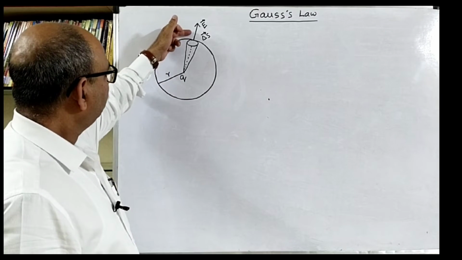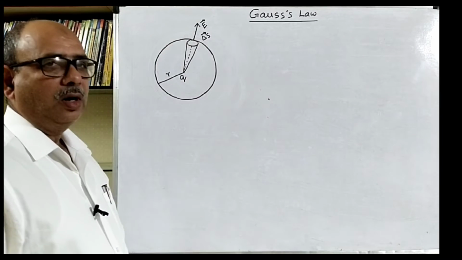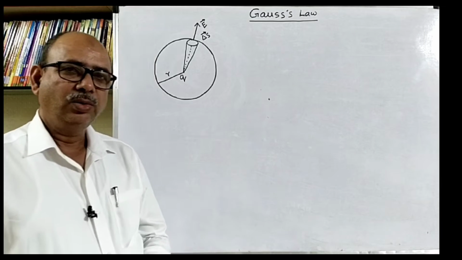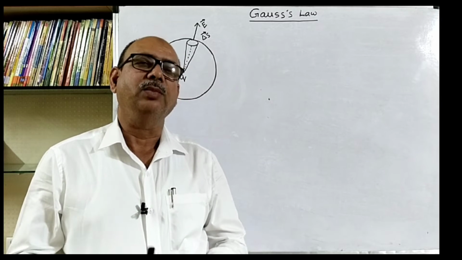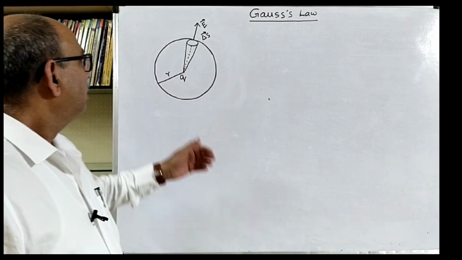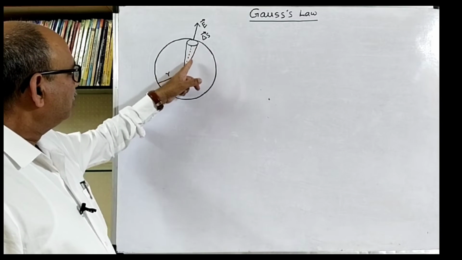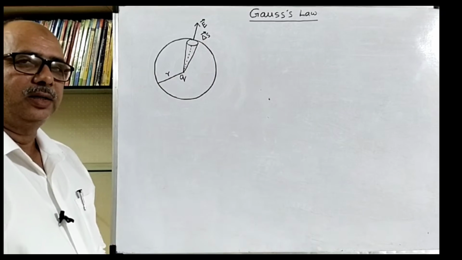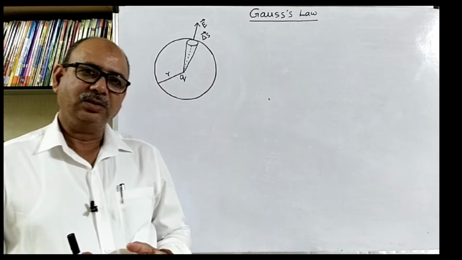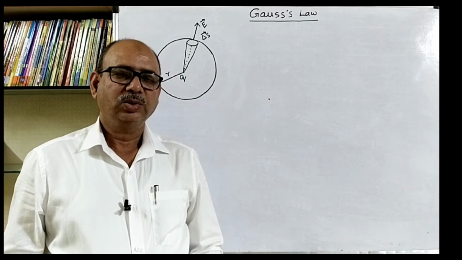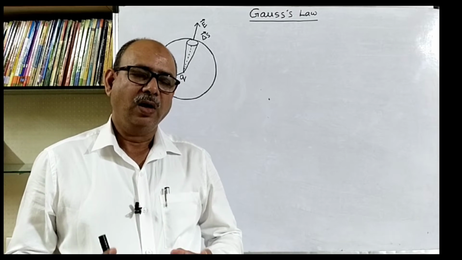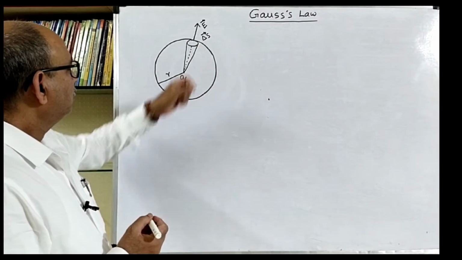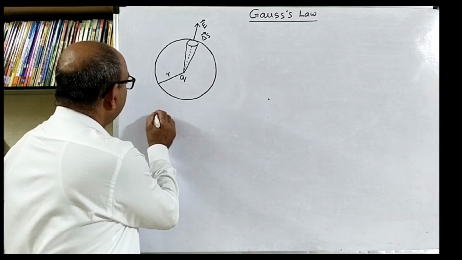Here electric field E is radially outward. We divide the sphere into small area elements. Here we have considered one area element whose value is delta S. Delta S is a vector quantity whose direction is radially outward. Let's find out the flux through the small area delta S.